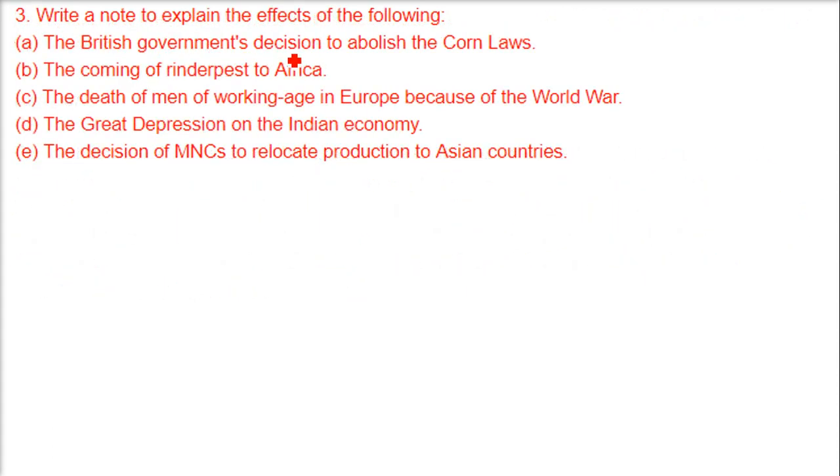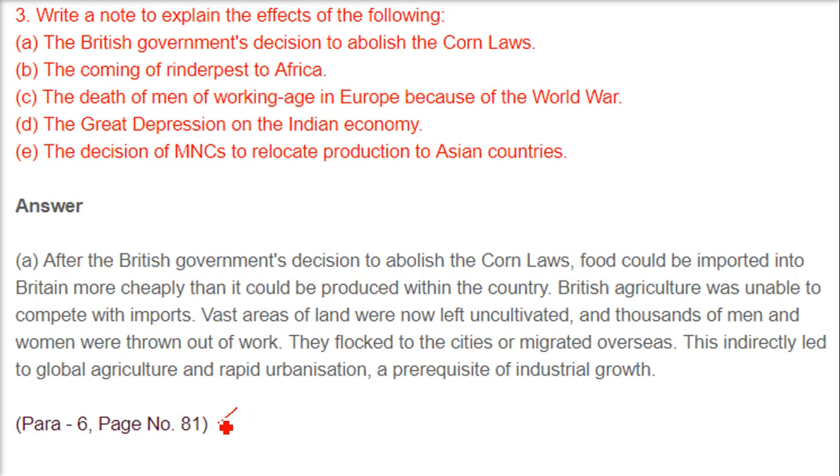Write a note to explain the effects of the following: the British government's decision to abolish the Corn Laws. If you see your NCERT textbook, you'll find the answer here. After the British government's decision to abolish the Corn Laws, food could be imported into Britain more cheaply than it could be produced within the country. The Corn Law was basically a restriction on corn import in the UK, that is Britain.